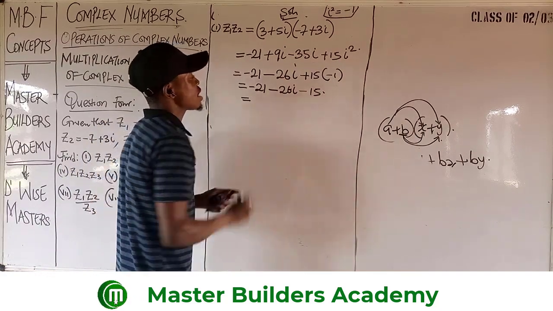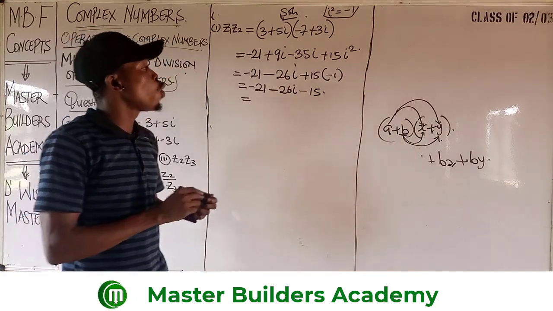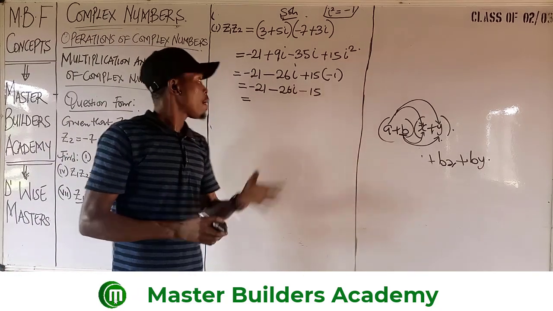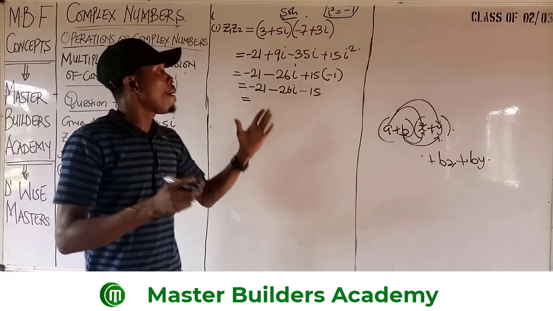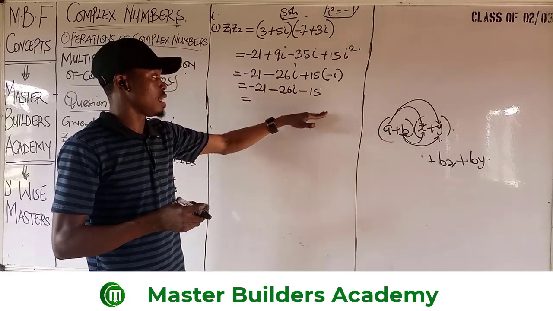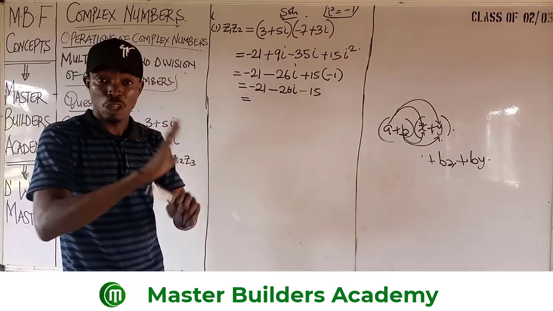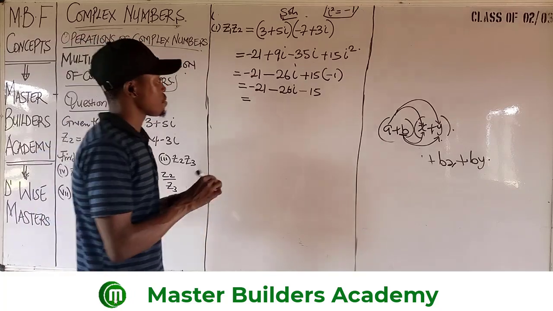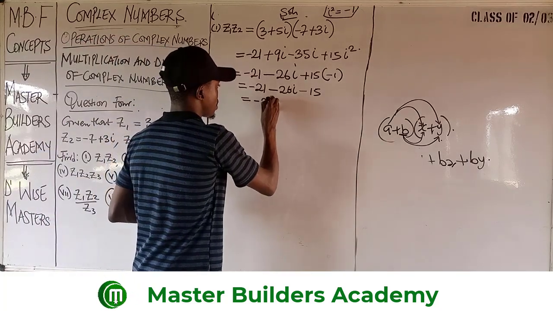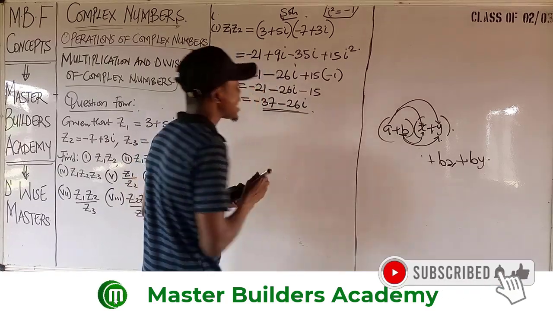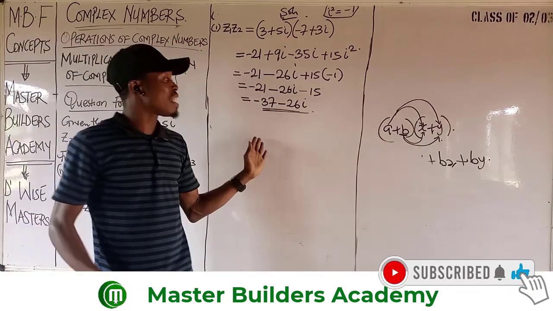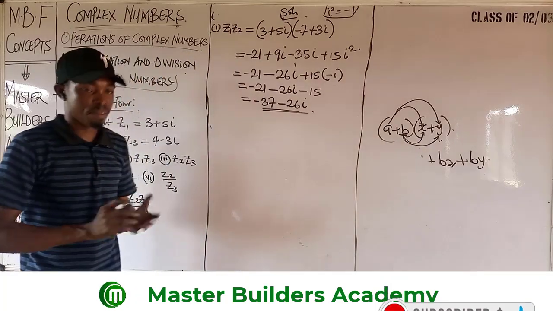Then at this point, lastly, as you can see, we have two real numbers, -21 and -15. They are the real numbers. So -21 minus 15 would have given us -37. I have -37 minus 26i. This is the answer to this first question that we are asked to perform.